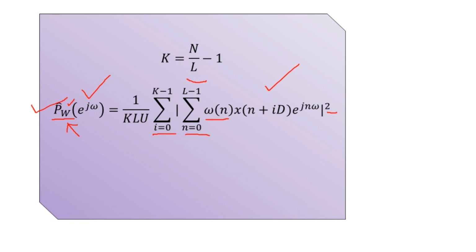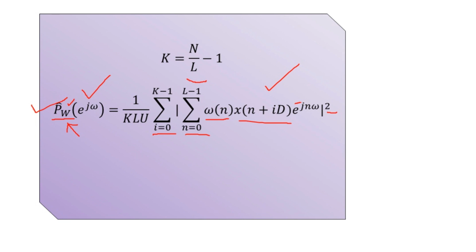So w of n is applied to x of n plus i times d, where d is the offset point as discussed, and in the same way we have the multiplication by the exponential e to the power minus j n omega. So this is the representation in terms of the random process x of n.